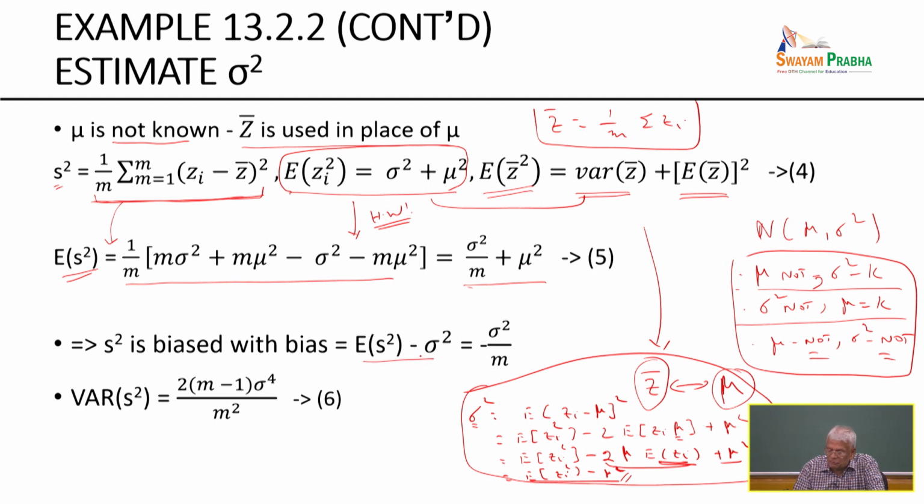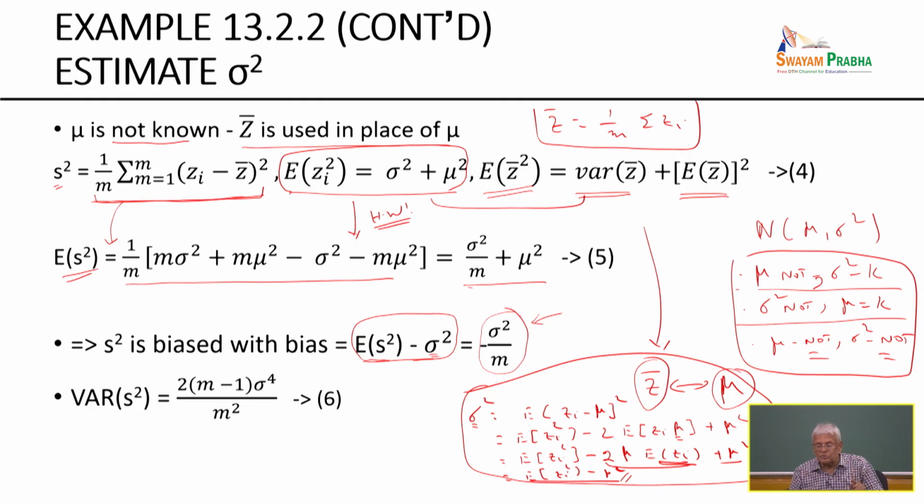Therefore, the expected value of s square minus sigma square, look at this now. That's the bias. This is the actual value, this is the expected value. So if I consider this, that's equal to minus sigma square by m. So what does this tell you? This estimate is a decent estimate, but it's biased, and the bias is minus sigma square by m.